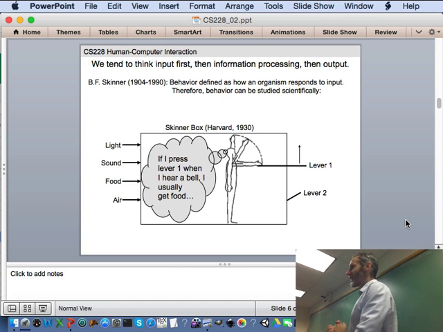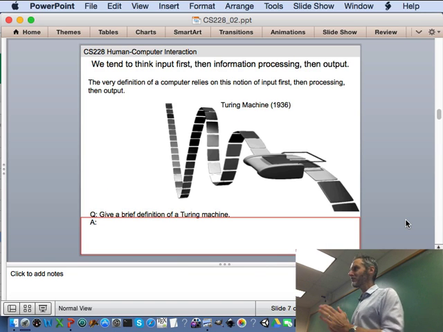So social psychology and anthropology have followed along in the footsteps of the Skinnerian view of behavior and observed humans in the same light. The Skinner box was introduced in about 1930, and around the same time, someone else on the other side of the pond, Alan Turing, introduced a thought experiment of a hypothetical machine, which in 1936 only existed as a thought experiment, the Turing machine.